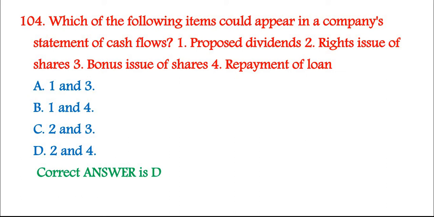104. Which of the following items could appear in a company's statement of cash flows? 1. Proposed dividends. 2. Rights issue of shares. 3. Bonus issue of shares. 4. Repayment of loan. A. 1 and 3. B. 1 and 4. C. 2 and 3. D. 2 and 4. Correct answer is D.